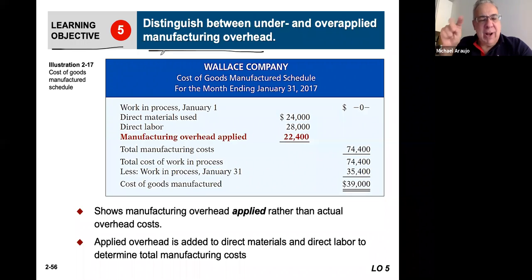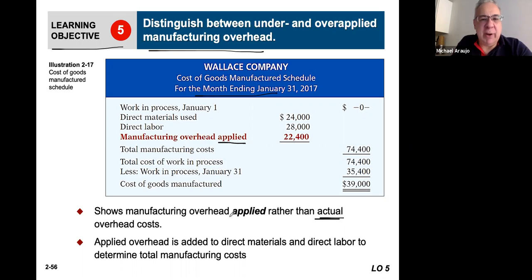Okay. Well, what do they do at the end of the year, or end of the period? Right. In this case, it's the end of the month of January. Well, we have to make sure that whatever we applied, which is what we assumed our cost would be, compares well to the actual cost. Because after the period is done, we can actually go back and calculate the real cost.